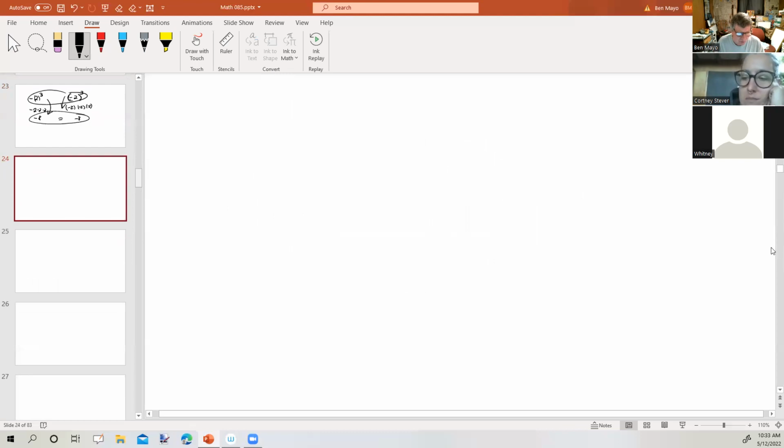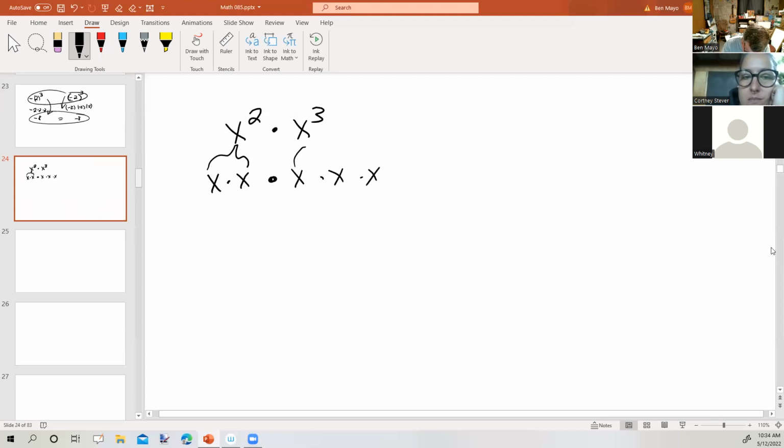Let's get to the rules involving exponents, or the properties. Let's say we've got x squared times x cubed. If we expanded both of these factors, we'd have x times x for the first one, and then times x times x times x for the second one, which means we have x times x times x times x times x, which would be x to the 5th power. So x squared times x cubed equals x to the 5th power.